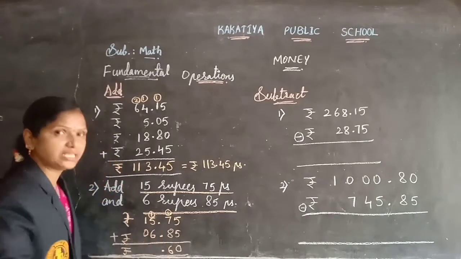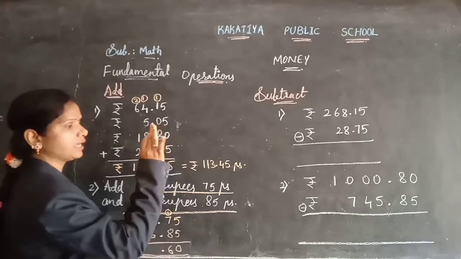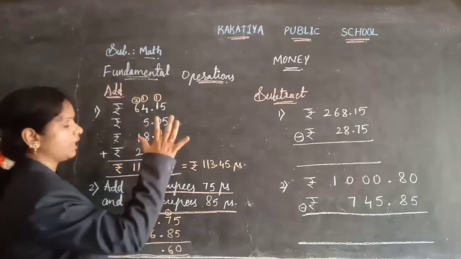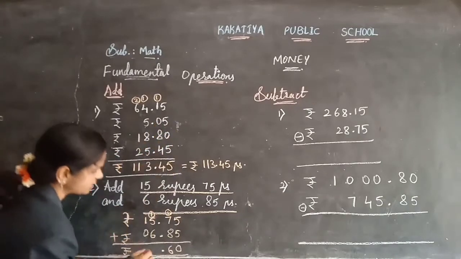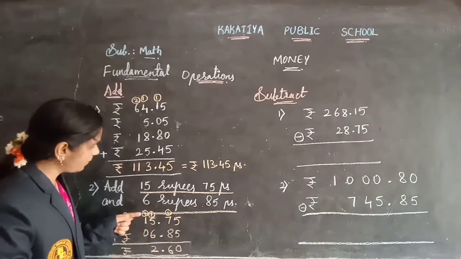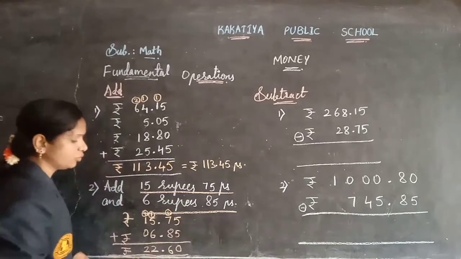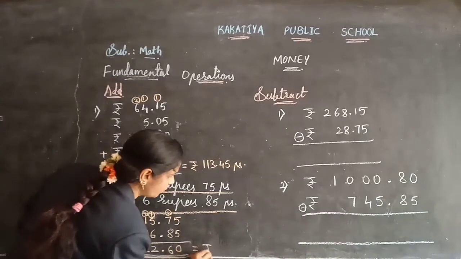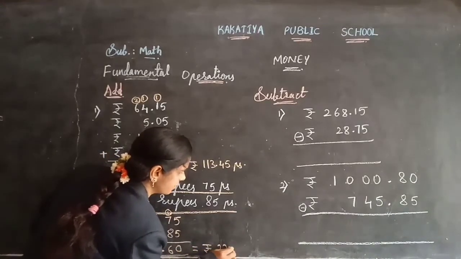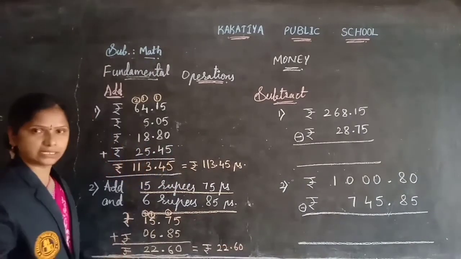Now 1 plus 5 is 6. 6 after next to 6: 7, 8, 9, 10, 11, 12. So 6 plus 6 is 12. 2 here and 1 carry. Now 1 plus 1 is 2, 2 plus 0 is 2. So the sum is 22 rupees 60 paise.